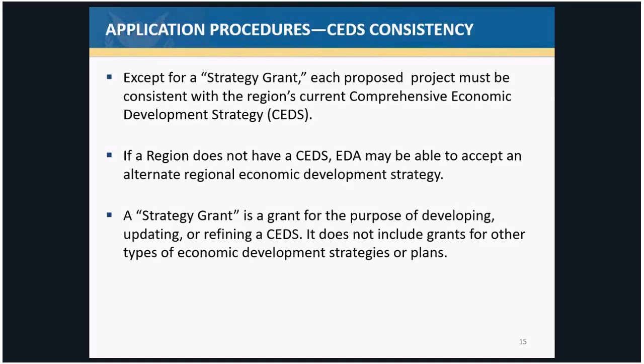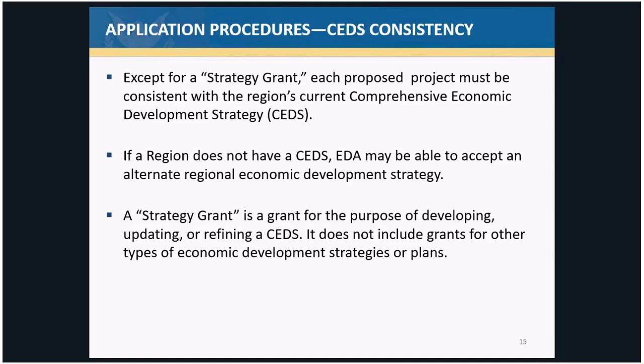Except for a strategy grant, each proposed project must be consistent with the region's current Comprehensive Economic Development Strategy, or CEDS. A CEDS is a comprehensive regional economic development plan that is developed using guidance from EDA and is accepted by EDA. If a region does not have a current CEDS, EDA may be able to accept an alternate regional economic development strategy in its place. For more information on alternate economic development strategies, please contact your state's EDR.